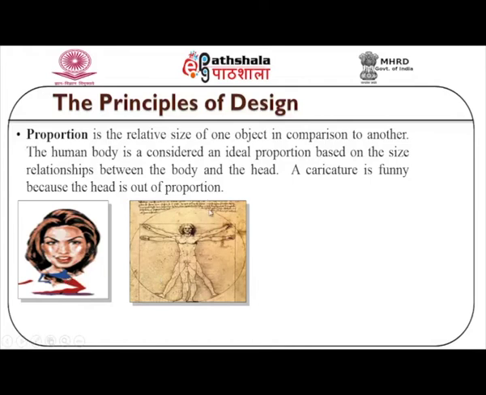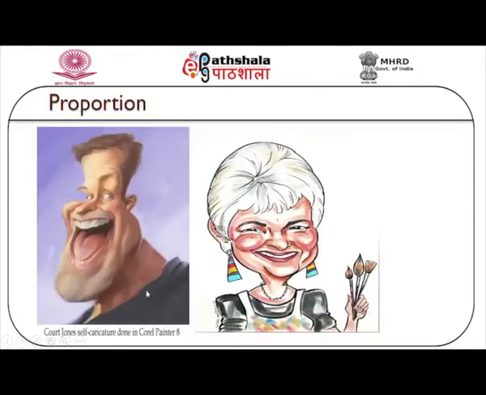If you look at this human being, the entire body objects are always in proportion with each other, whereas in caricatures like this we can see that the face as well as the body are not in proportion with each other. So these are different caricatures where we can see the proportionality is not being maintained, wherein the head is of different proportion when compared to the size of their body.